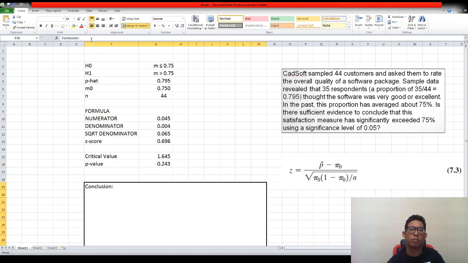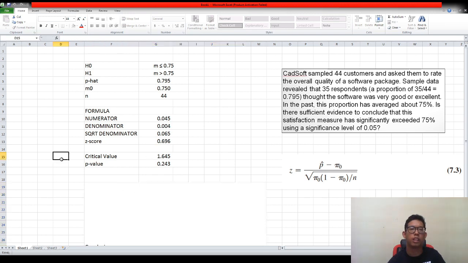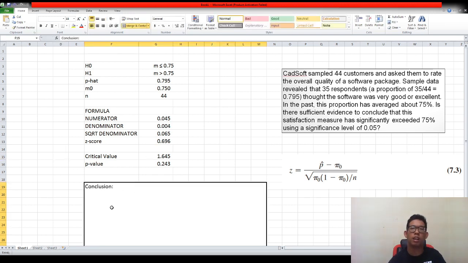So, what is the conclusion that can be derived from these numbers? As the z-score is lower than the critical value, we fail to reject H null.